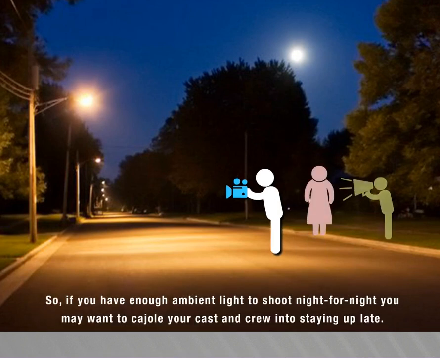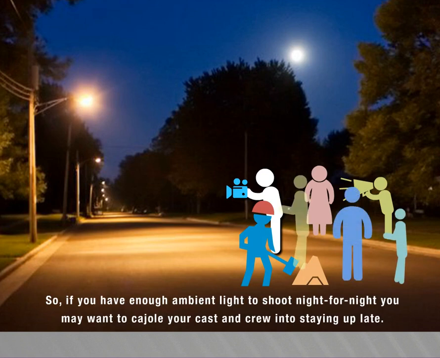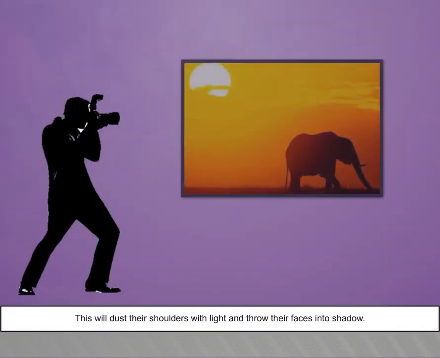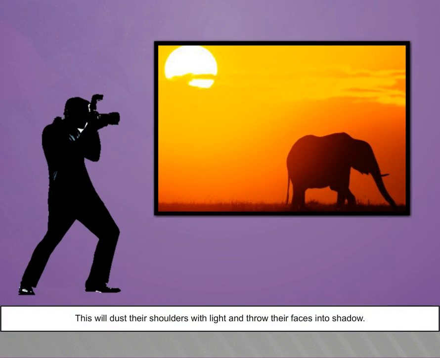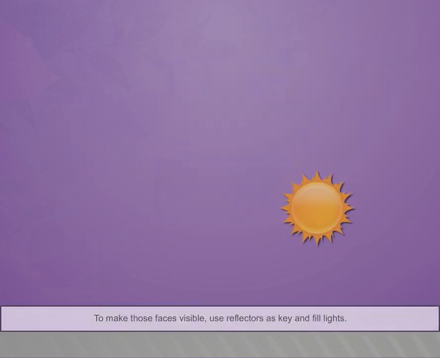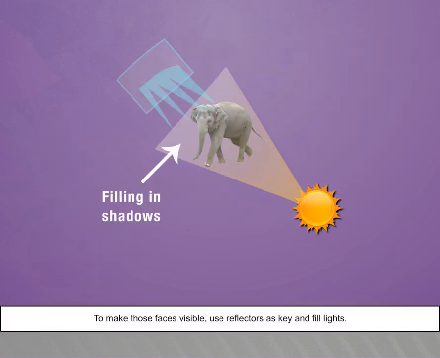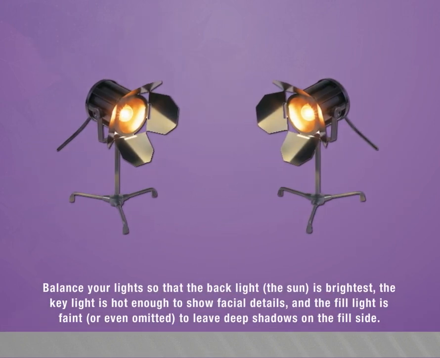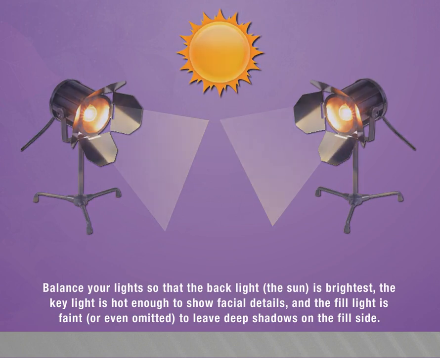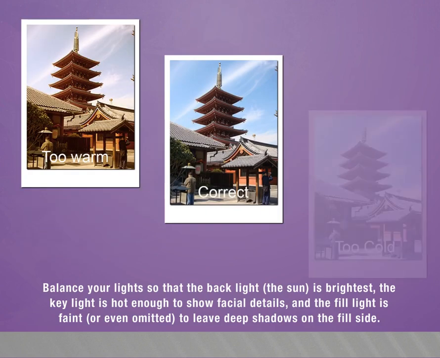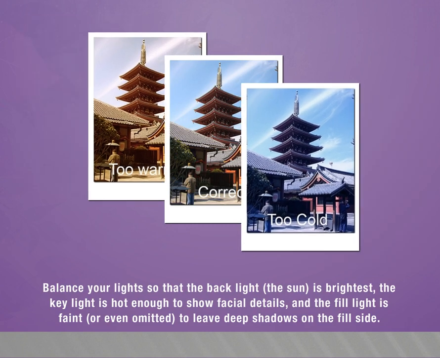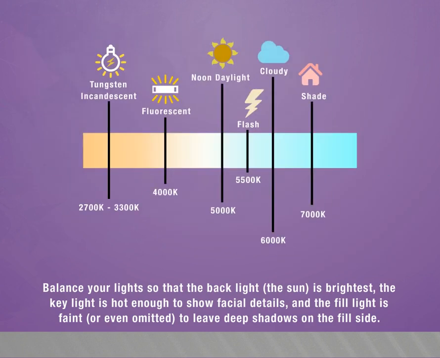So, if you have enough ambient light to shoot night for night, you may want to cajole your cast and crew into staying up late. This will dust their shoulders with light and throw their faces into shadow. To make those faces visible, use reflectors as key and fill lights. Balance your lights so that the backlight, that is the sun, is brightest, the key light is hot enough to show facial details, and the fill light is faint or even omitted to leave deep shadows on the fill side.